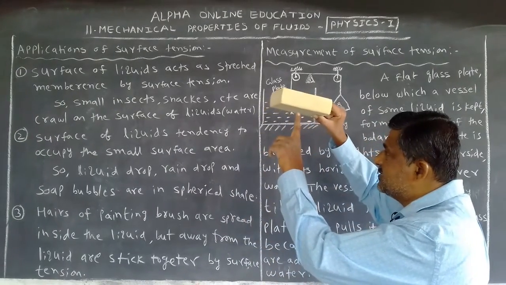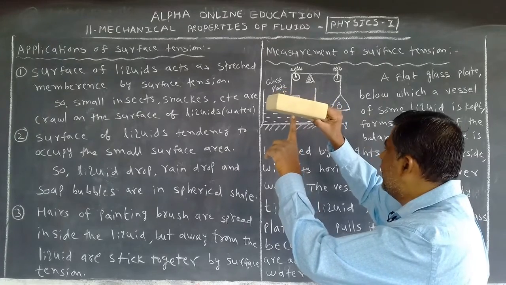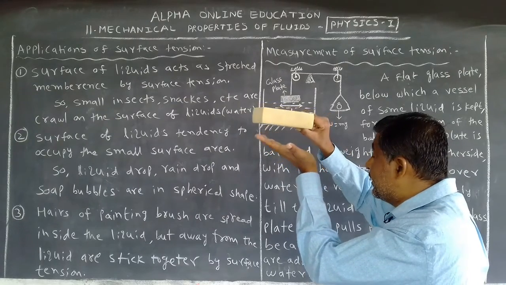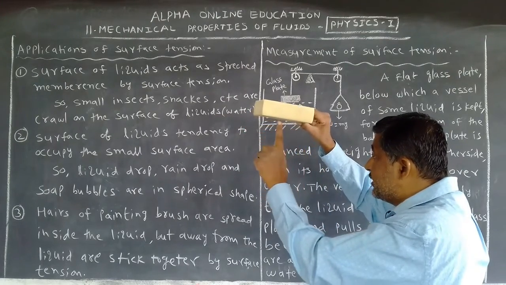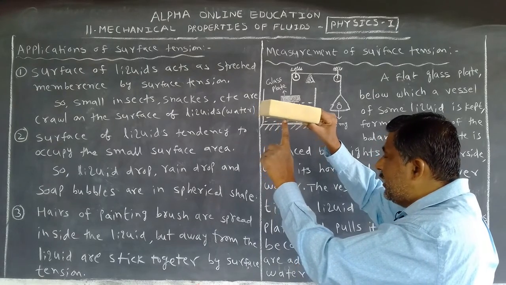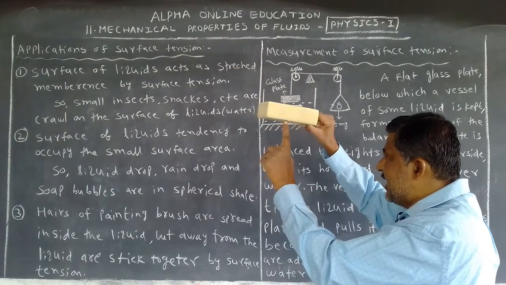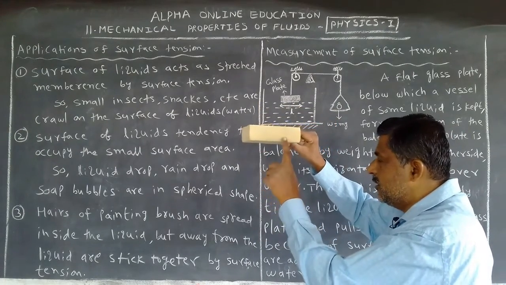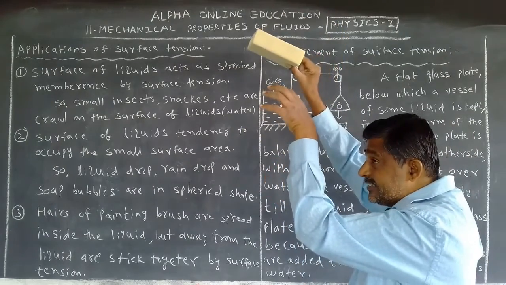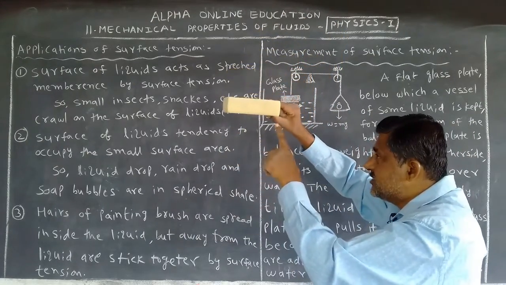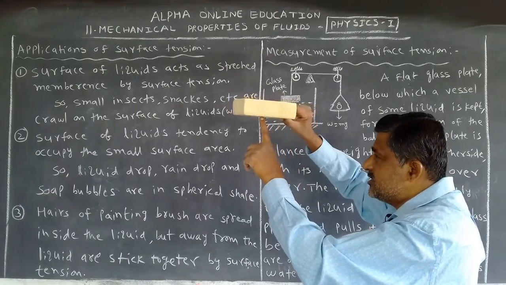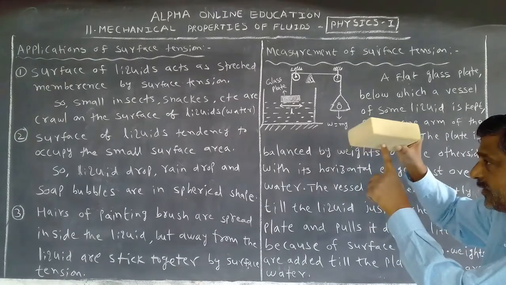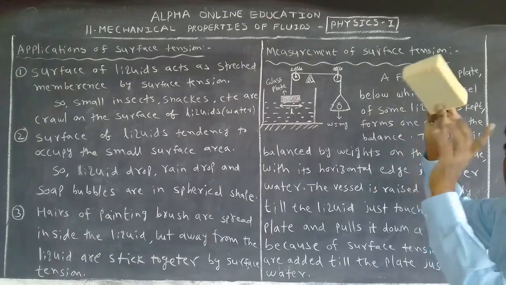Actually the glass plate is just below. We raise the vessel just until it touches. When the water touches, the glass plate is pulled by the water by surface tension. Now don't change the position of the vessel. Just change the glass plate by adding weights, up to the point where it just clears the water.